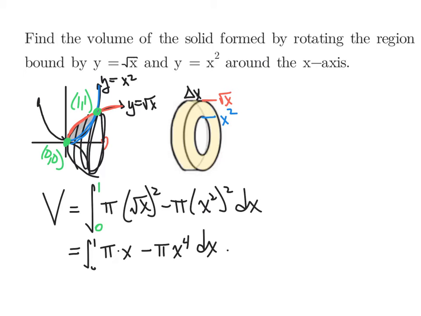Now, whether you do this by hand or you use your calculator, I'll let you do that on your own, but you should end up with a result of 3 pi over 10, or about 0.942.